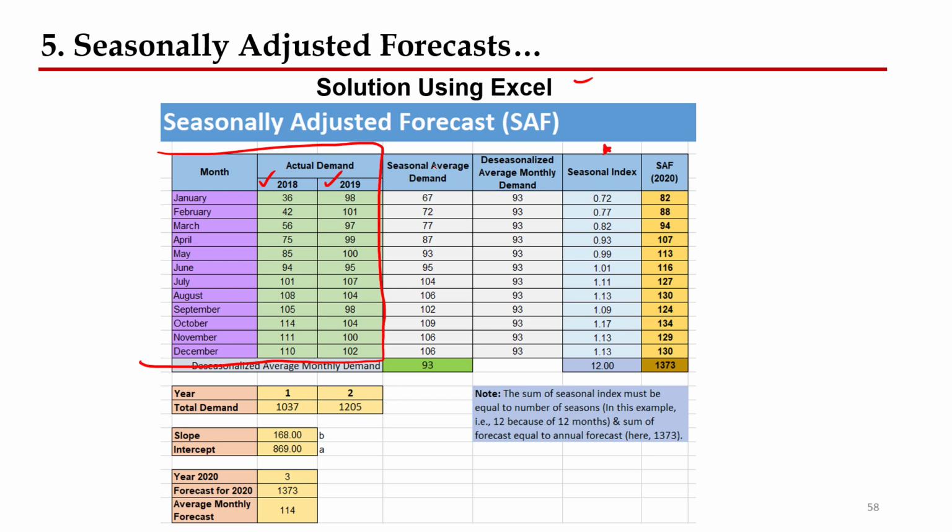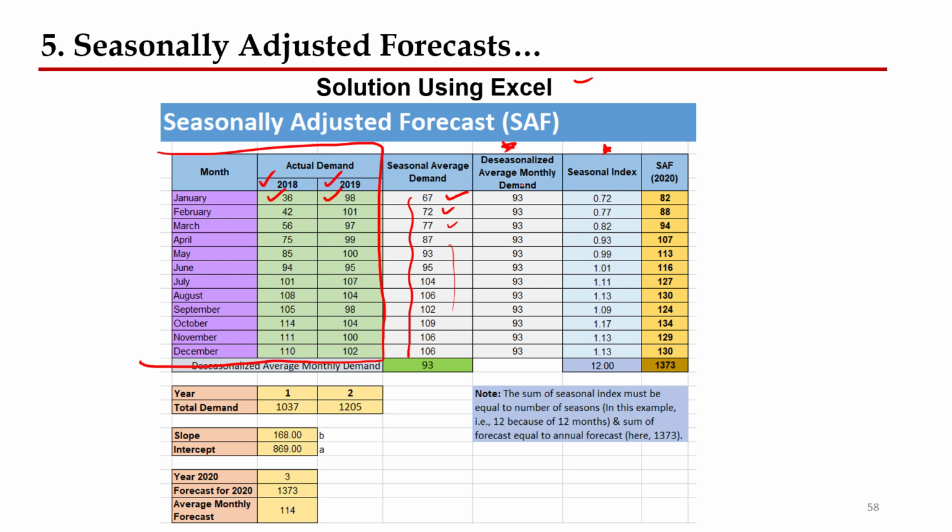First of all, we are going to calculate the average of the seasonal demand, because it is monthly seasonality in the data. So we look at the January 2018 and January 2019 average. This is basically 36 plus 98 divided by 2. That is the average seasonal demand. The same is the case for February, March, and so on. Once we have calculated these average seasonal demands, we are going to calculate the deseasonalized value.